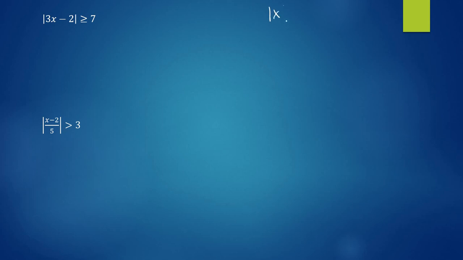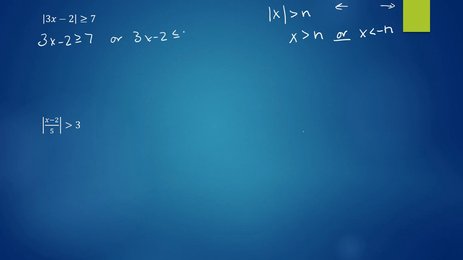So again, remember back to our original model. If it's greater than n units, that means it's greater than n, or it's less than negative n. Further away from a point on the number line, meaning out here or out here. So again, using my model, 3x minus 2 is greater than or equal to 7, or 3x minus 2 is less than or equal to negative 7. Again, these two, since it's an or and it's two separate pieces, I solve them individually.